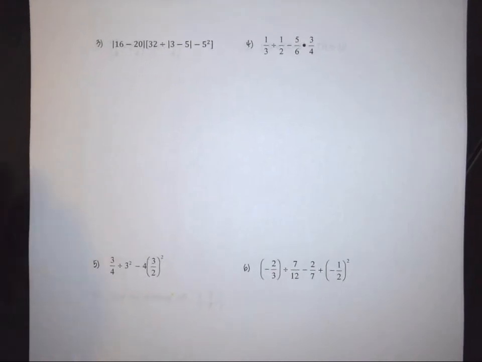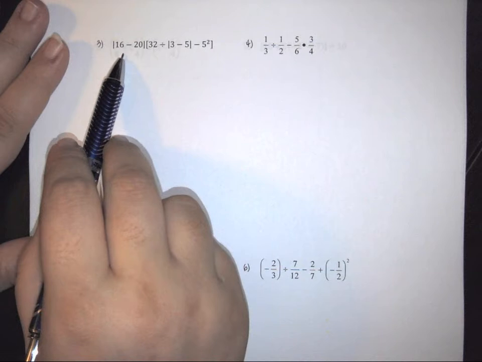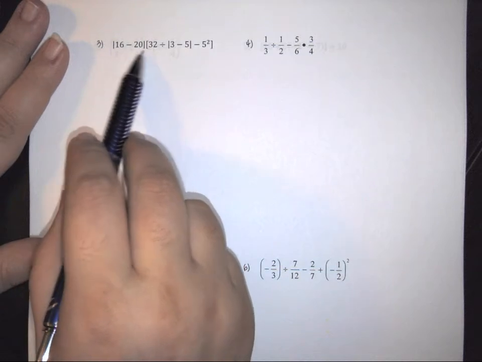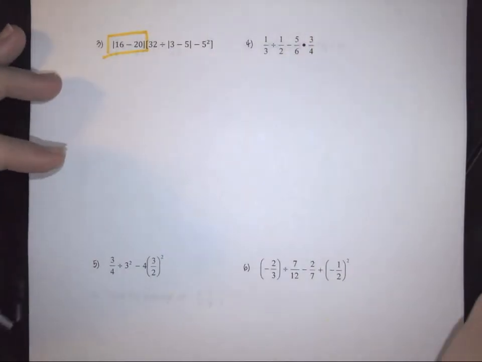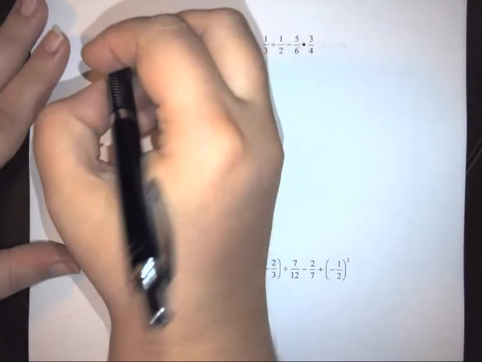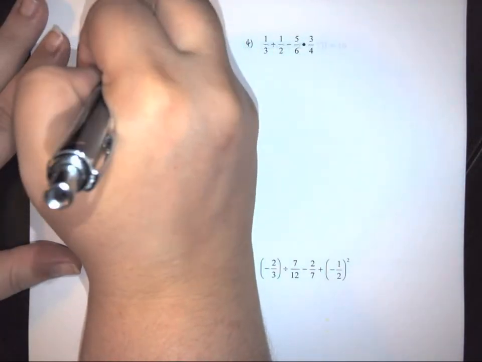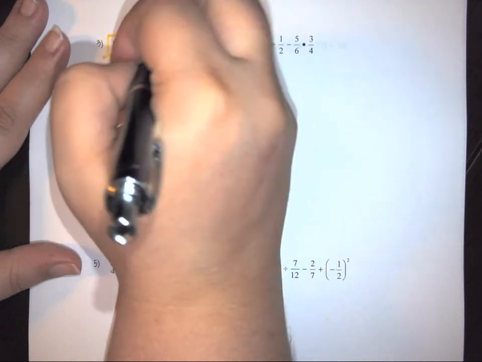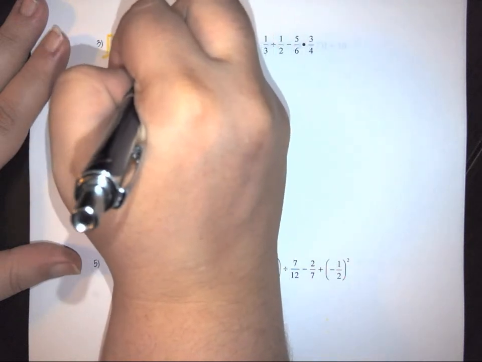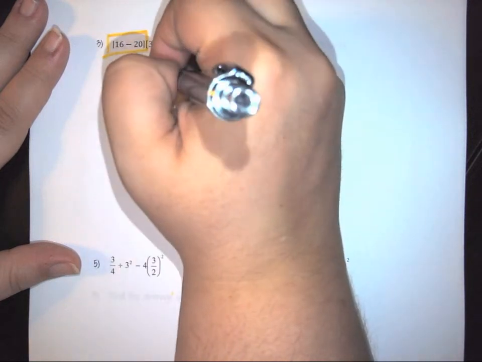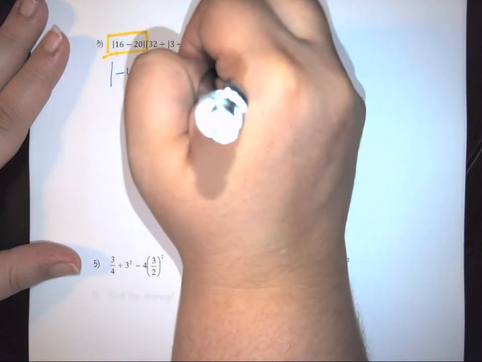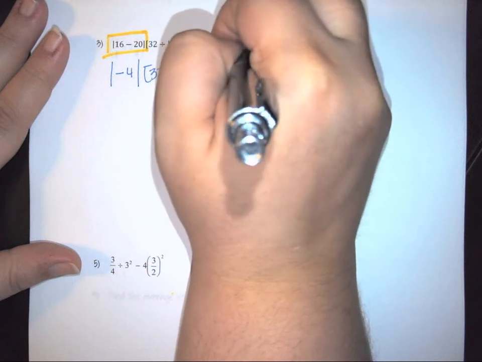Alright, let's look at some more. Here I've got an absolute value, so I have to do that first because it's on my leftmost side. This is where I'm going to start, by evaluating my absolute value here. So 16 minus 20 is going to leave me with the absolute value of -4. And then this is going to be times 32 divided by 13, the absolute value of 3 minus 5 minus 5 squared.